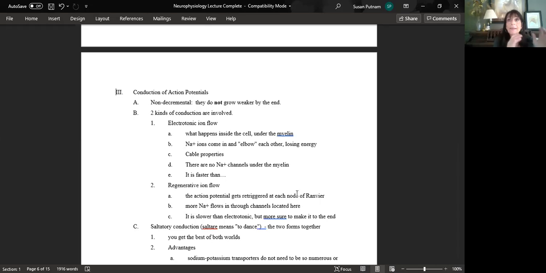But these channels, these at the nodes, are spaced, so we continue to get that regeneration of this action potential, this influx of sodium ions, depolarizing the axon, remember depolarization, until we get to the very end of the axon. So remember, it is slower, but it is more sure to make the action potential have the energy to get to the end of the axon.